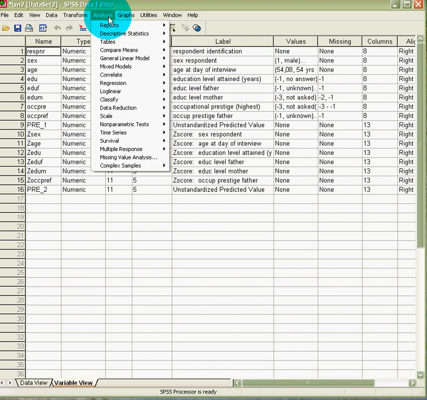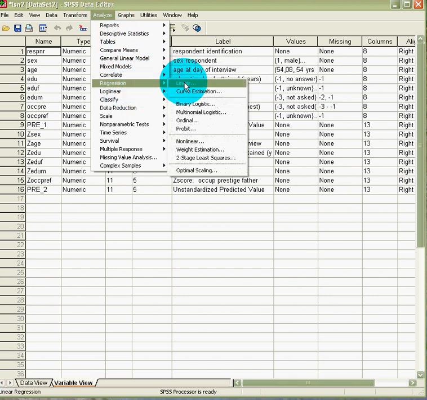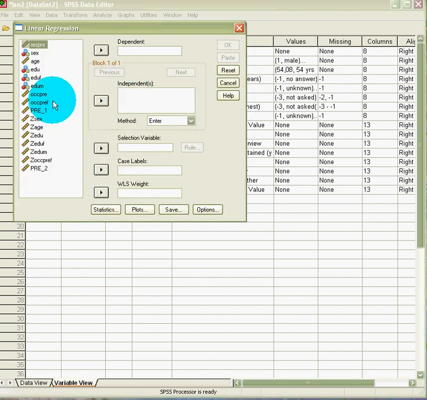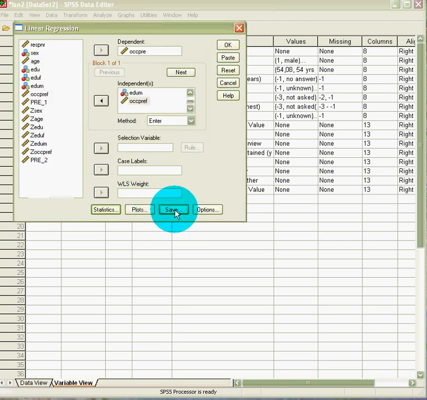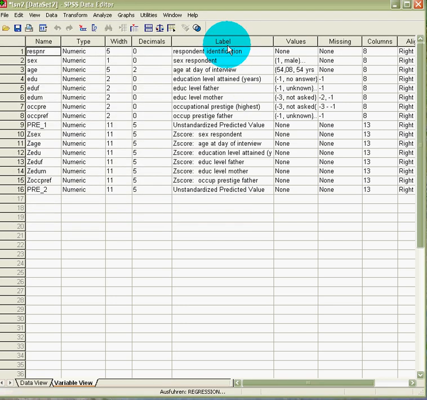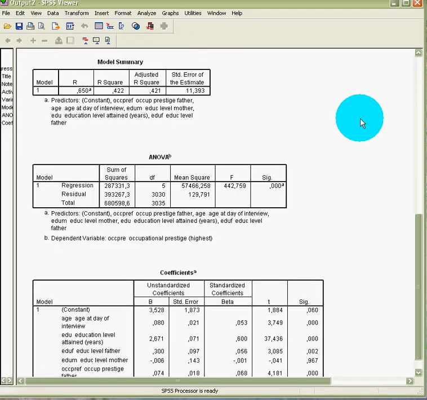We go to analyze, regression, linear. All our regression is linear until now. What do we want to explain? The occupational prestige by age, education of the father, education of the mother, and the occupational prestige of your father. Do we want other stuff? No. I think we want to do it quite simple. So if we press on OK, we get our linear regression output.